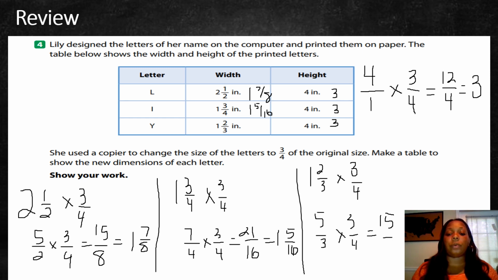Once again, we need to change this improper fraction into a mixed number. 12 goes into 15. 15 can be divided by 12 one time. And then 15 minus 12 is 3 over 12. I see that both 3 and 12 can be divided by 3, so I'm going to divide by 3 over 3, which is going to give me 1 1/4. So I'm going to put my answer here, 1 1/4.